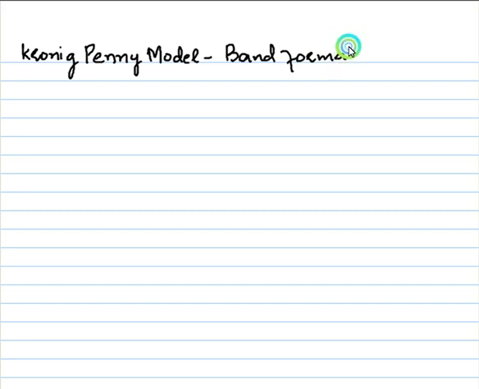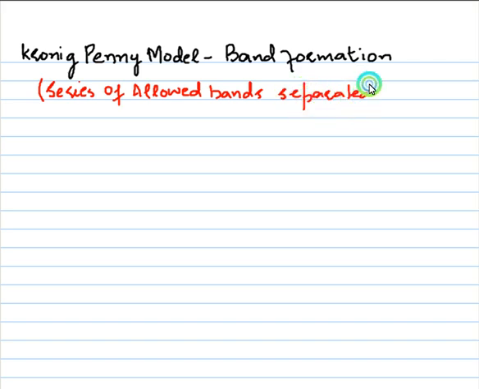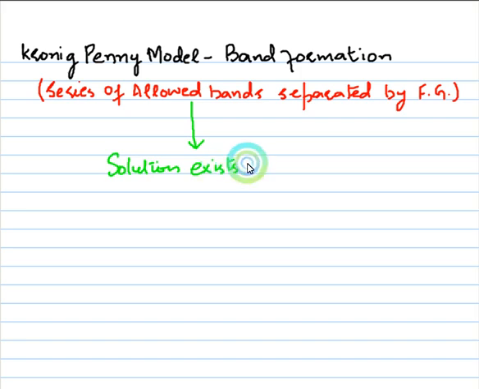You know that there are a series of allowed bands separated by the forbidden gap, and this solution exists for an electron moving in a crystal, isn't it?